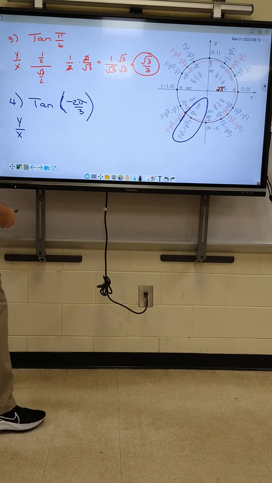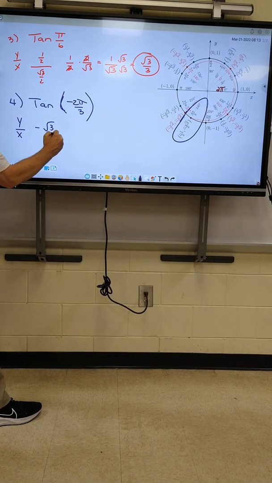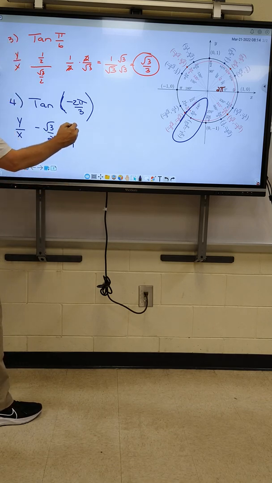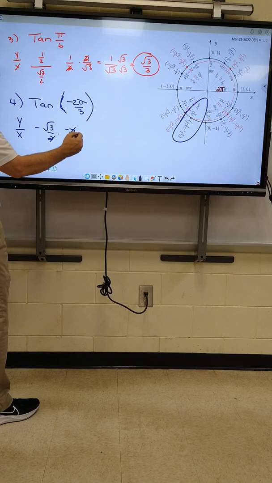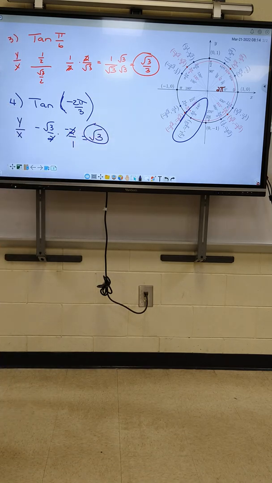All right, let's see what your answer is. Y over x. I got my y first, and I flip my x. All right, 2's cancel. A negative times a negative is a positive, so my answer is just positive root 3. I don't have to do the extra step on that one.